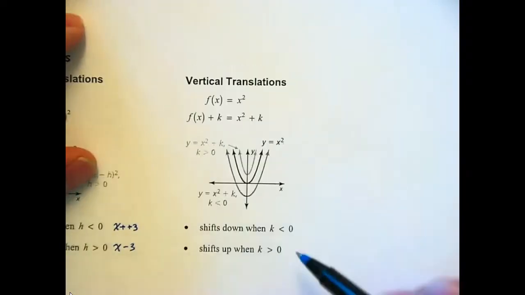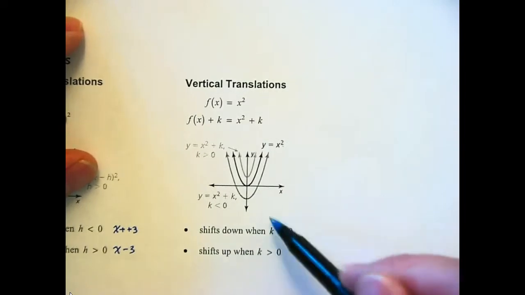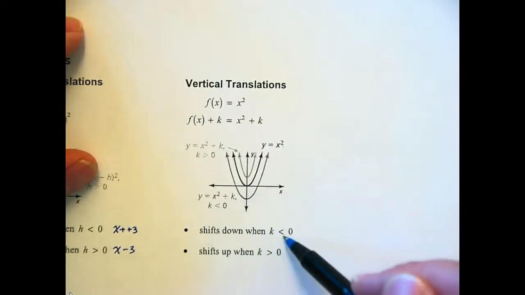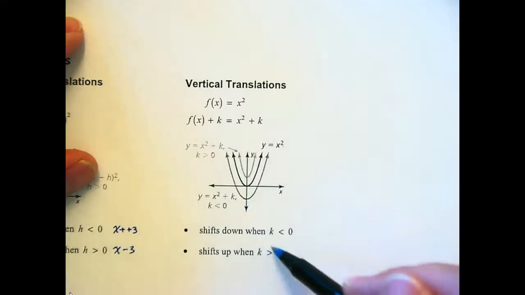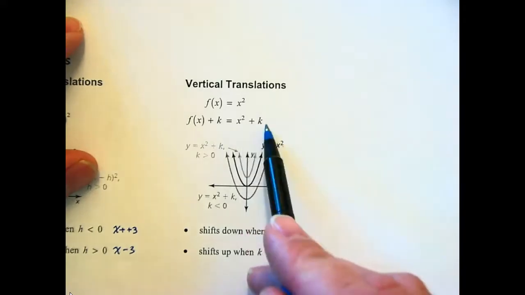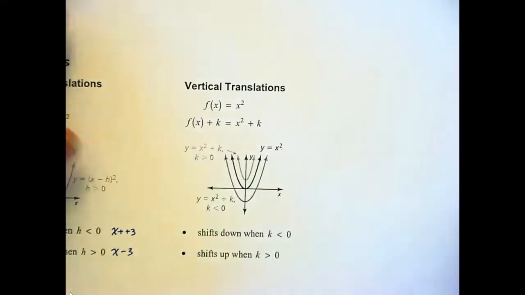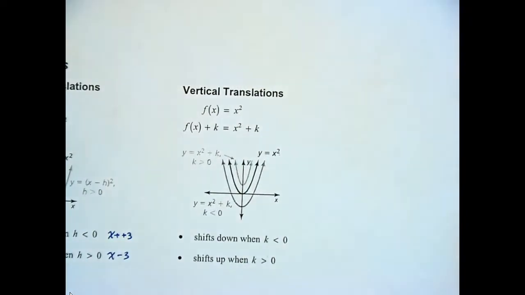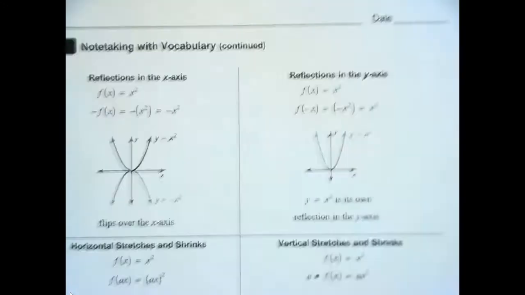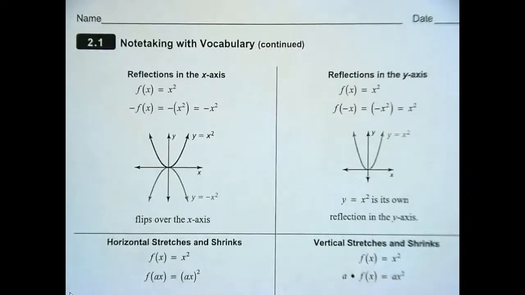Okay, let's summarize the vertical shifts. They're more straightforward. If it's less than 0, it shifts down. Greater than 0, it shifts up. It happens on the outside. All right, so I'm losing people because this is just so boring, so let's go to the more complex stuff. Here we go. That'll make it more fun. Page 27.